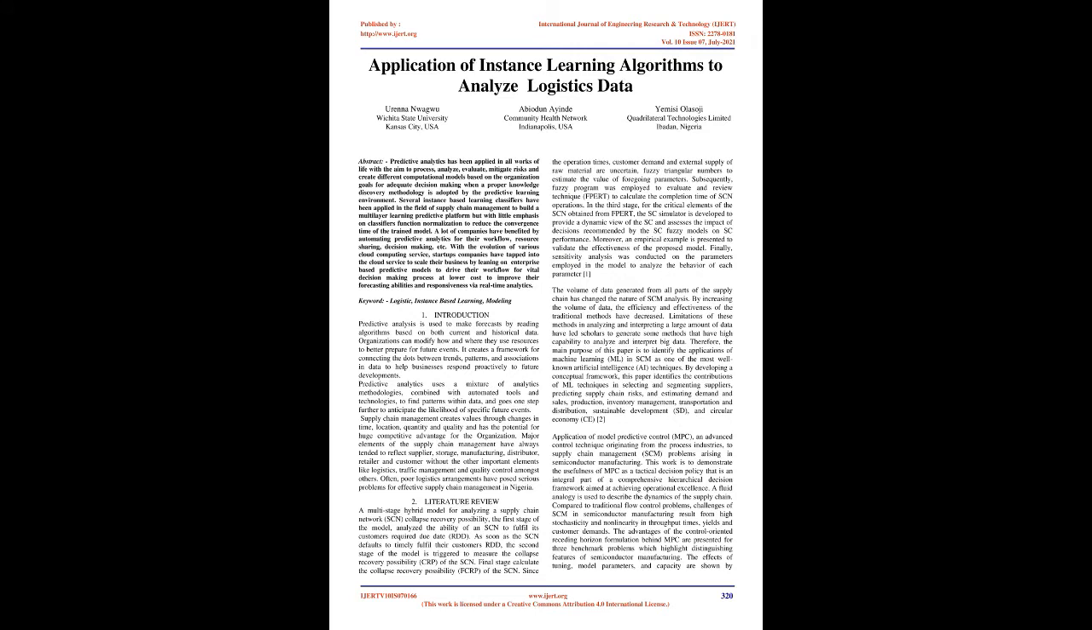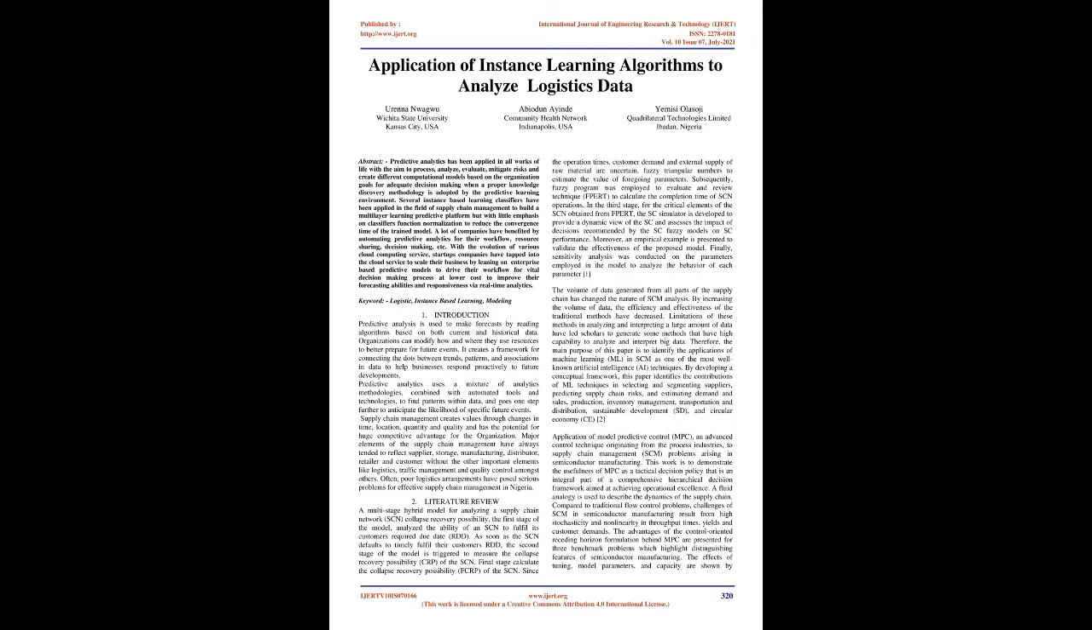1. Introduction: Predictive analysis is used to make forecasts by reading algorithms based on both current and historical data. Organizations can modify how and where they use resources to better prepare for future events. It creates a framework for connecting the dots between trends, patterns, and associations in data to help businesses respond proactively to future developments. Predictive analytics uses a mixture of analytics methodologies, combined with automated tools and technologies, to find patterns within data, and goes one step further to anticipate the likelihood of specific future events.